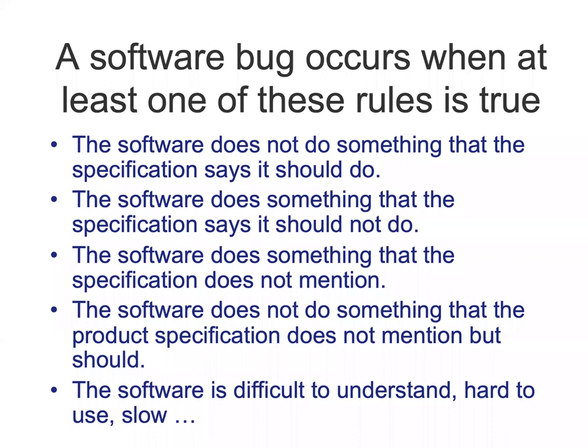So let's talk more in terms of software bugs, when that takes place. Basically, the list that we have here is, if any one of the items within this list is true, then we have a software bug. So the first item in the list is that the software does not do something that a specification says it should do. That means directly it doesn't meet the user requirement.